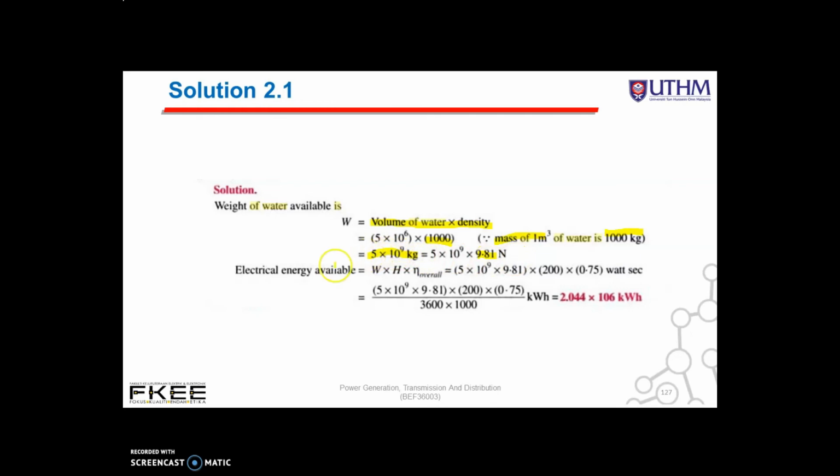Then the electrical energy available is the weight of water available times the head of the water and the overall efficiency. So the weight is 5 times 10 to the power of 9 times 9.81, times 200 meters, times 75%, in watt seconds. Then you have to change this unit from watt seconds to kilowatt hours.